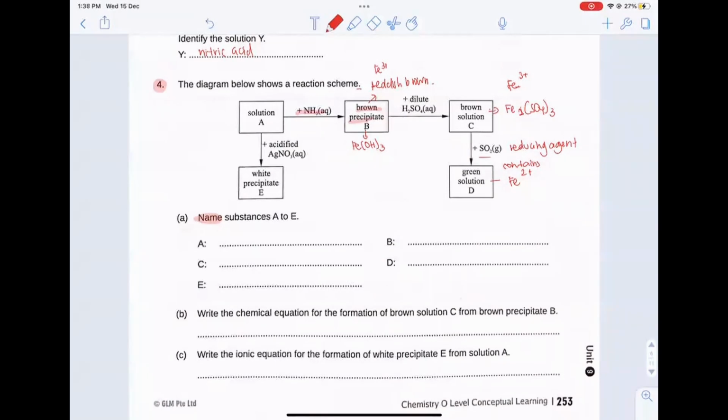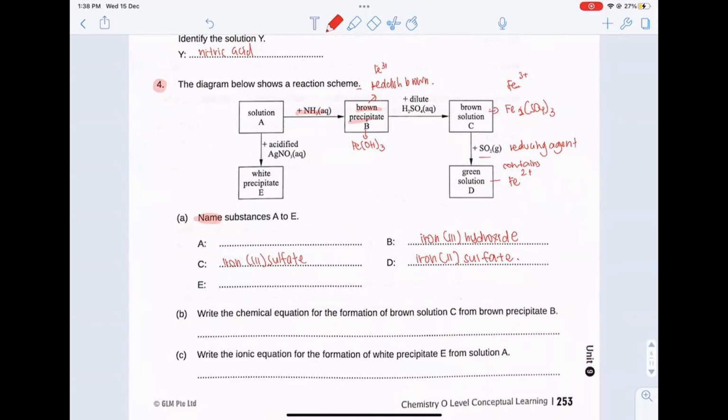So therefore let me write it down. My brown precipitate B will be iron(III) hydroxide. My brown solution C will be iron(III) sulfate. And then green solution D will be iron(II) sulfate, because the sulfur dioxide added is only responsible for reducing Fe3+ to Fe2+. The anion doesn't change. Okay, now let's take a look on the other side.